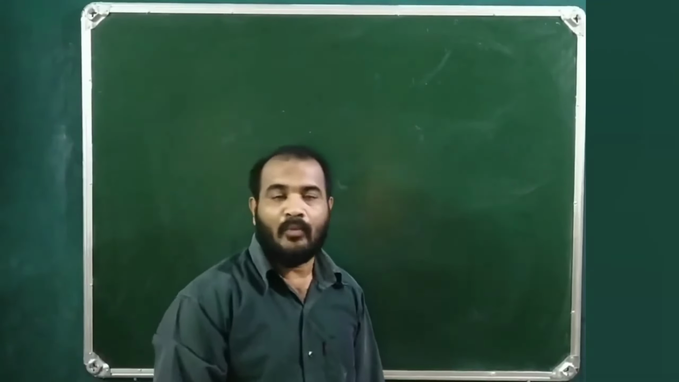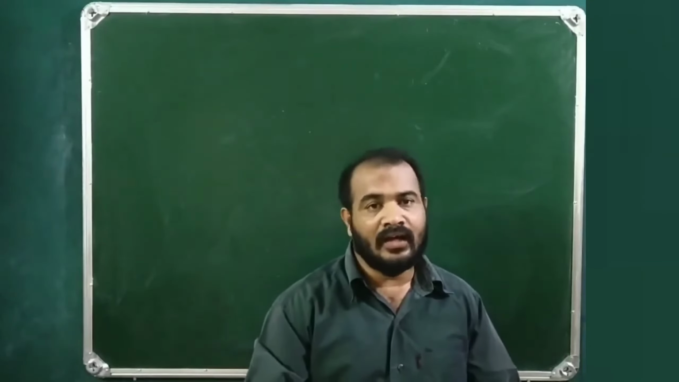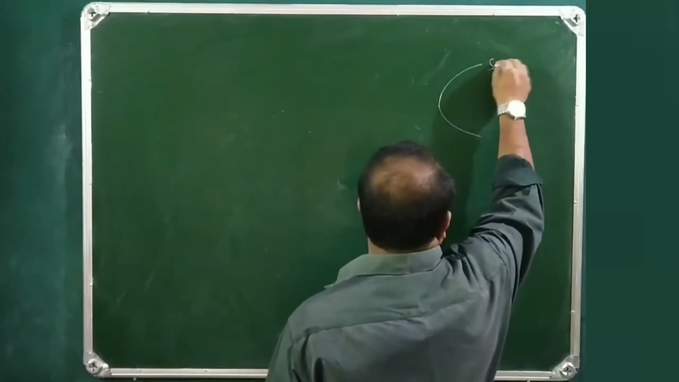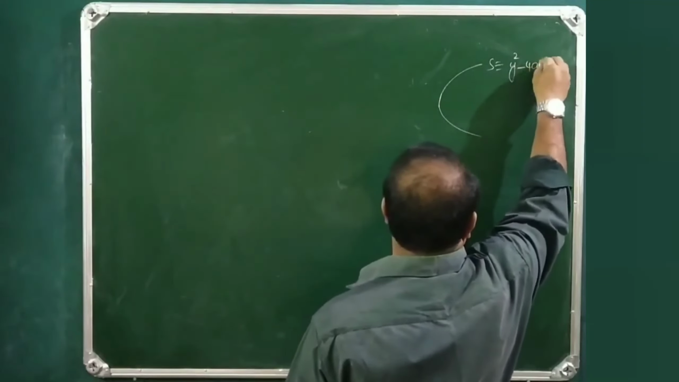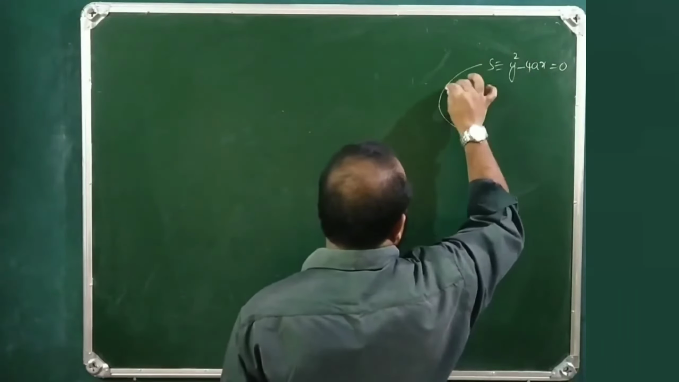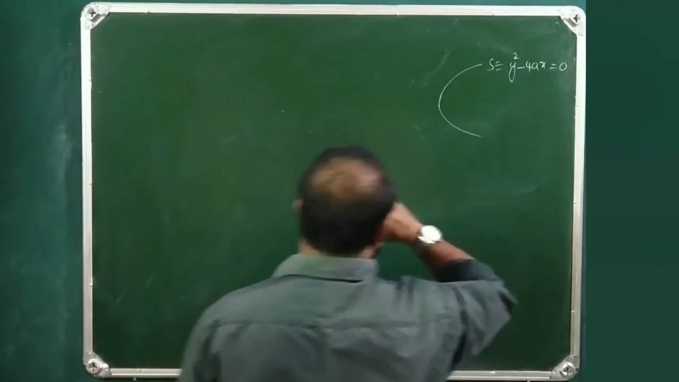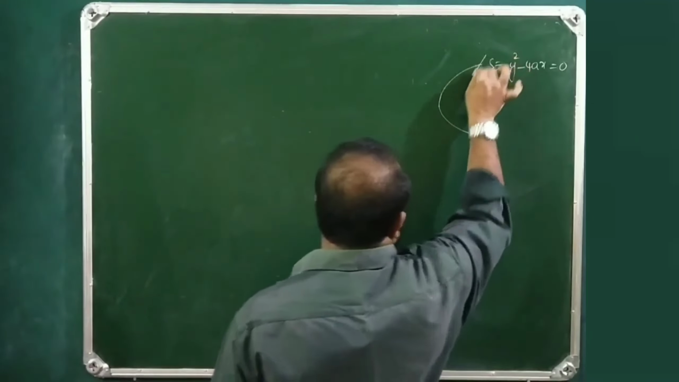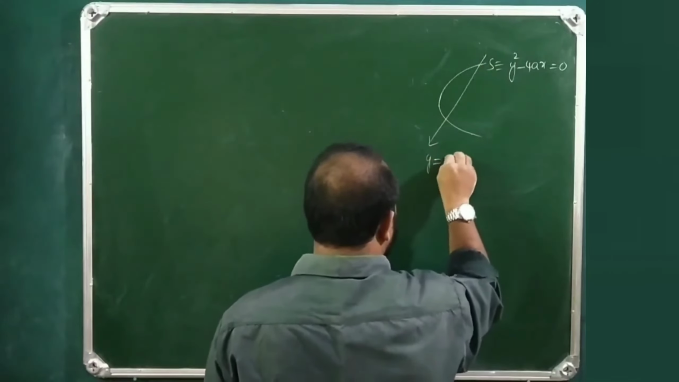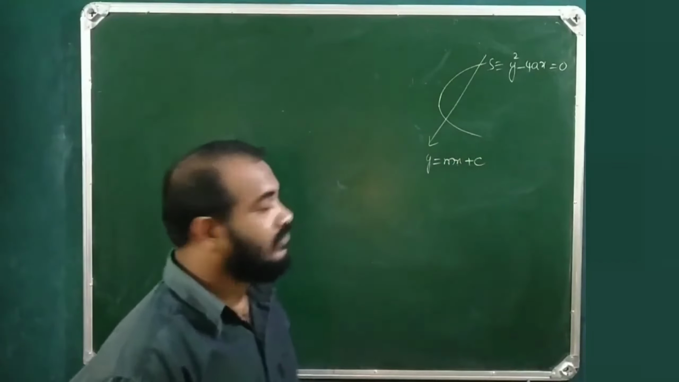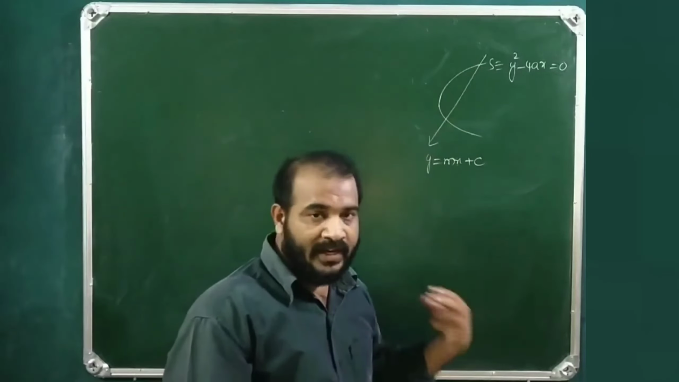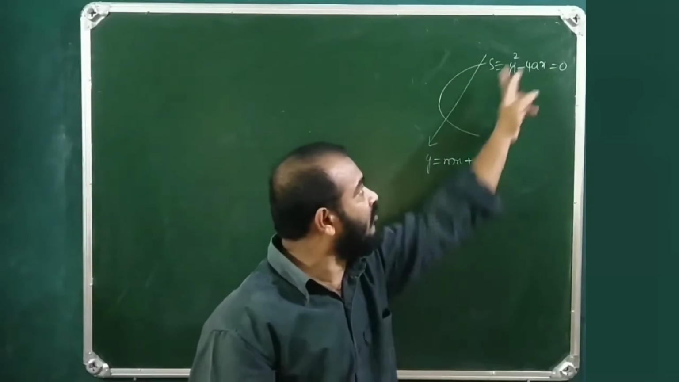Let us discuss the point of intersection of a parabola and a line. The parabola is y square minus 4ax equals to 0, and the line is y equals mx plus c. The point of intersection of this line and the parabola we get by solving these two equations.